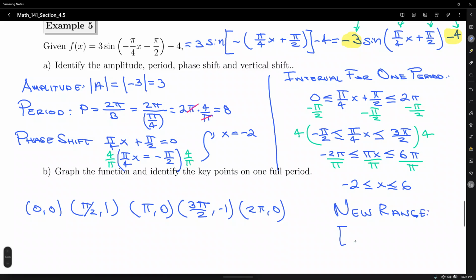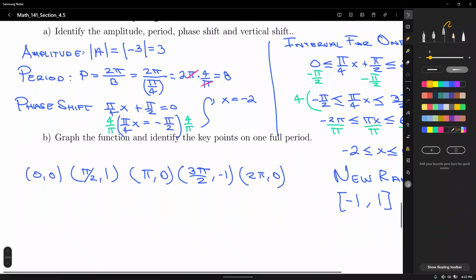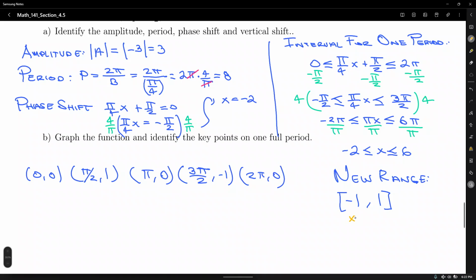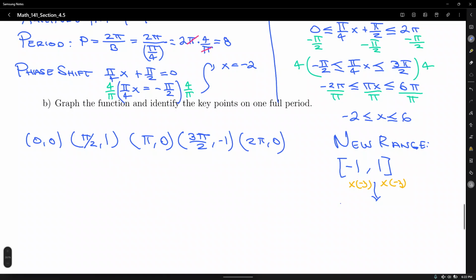So the new range, which starts between negative 1 and 1. Okay, I'm going to multiply both numbers by negative 3. So times negative 3, times negative 3. This is going to give us a new interval, that is a new range. Negative 1 times negative 3, be careful, that is positive 3. And 1 times negative 3, that is negative 3.